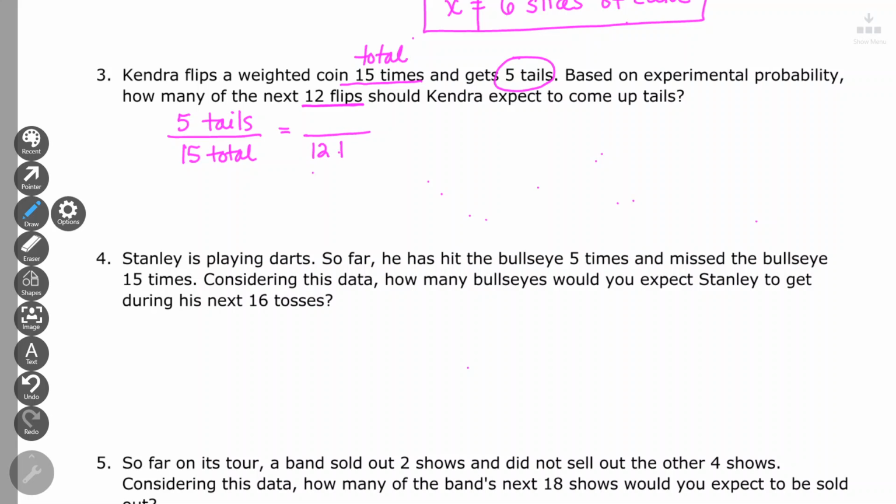So 12 total flips. And we want to know how many are going to come up tails. We don't know how many are going to come up tails, and we put tails in the top. That's why our x is in the top in the second fraction. All right, now we can cross multiply.